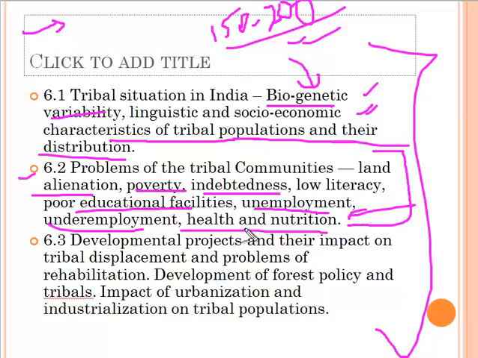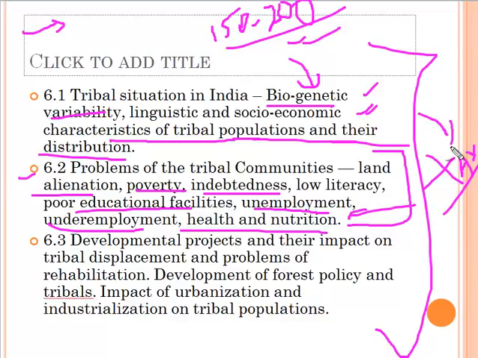Say for example, let's say in health and nutrition. In nutrition, they do not get enough protein, fat, vitamin A, riboflavin, thiamine, all those things are there. All these things have been given in the Xaxa Committee report, so you can study there. That is the best document to study about the tribal situation.